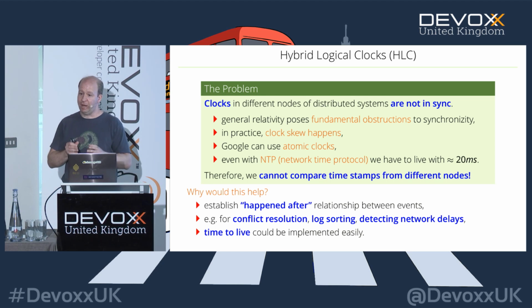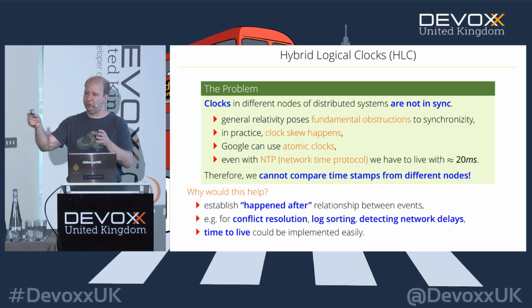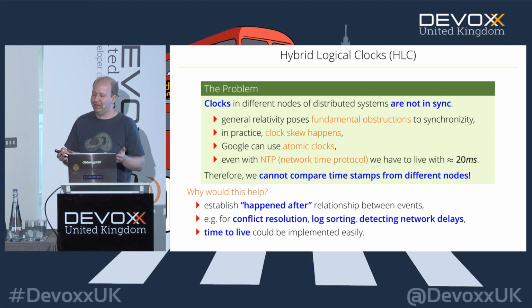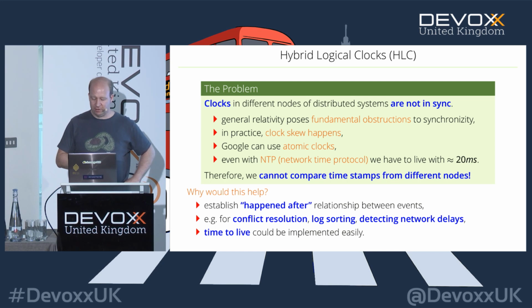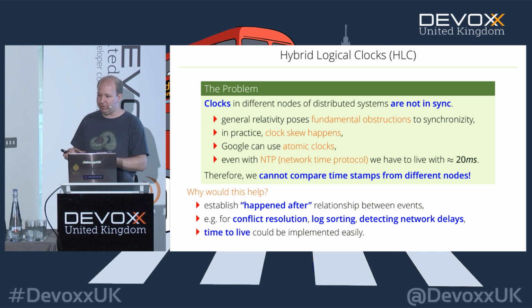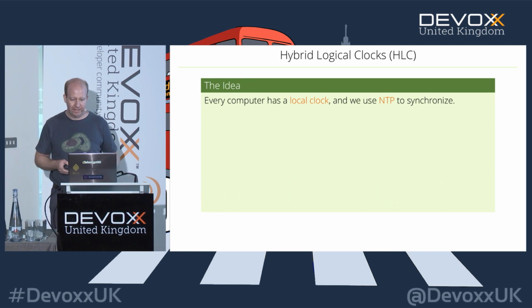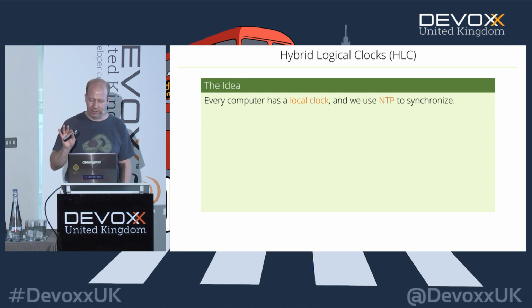And if you want to debug a distributed system and the log entries from different machines are not in real chronological order, because the clock skew happens, it's really hard to tell what's going on. You maybe want to detect network delays and measure things like this. You would want to do time-to-live things. Anyway, log entries, timestamps are useful, and you want to compare them. And we don't have that because of clock skew, so what can we do? Hybrid logical clocks are a neat trick which are useful in distributed systems to salvage a bit.